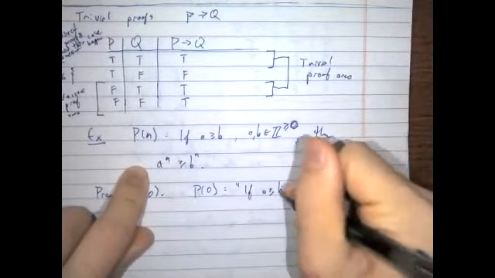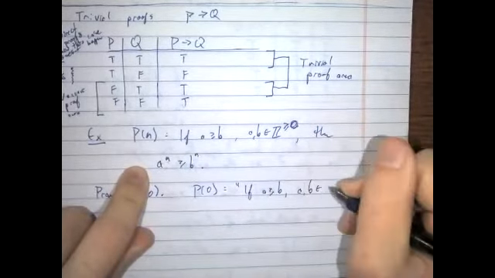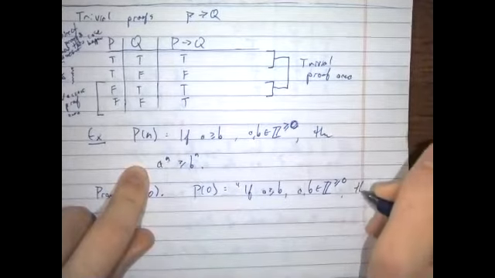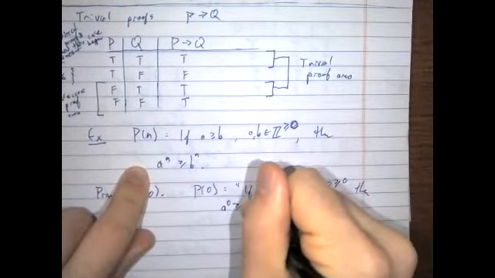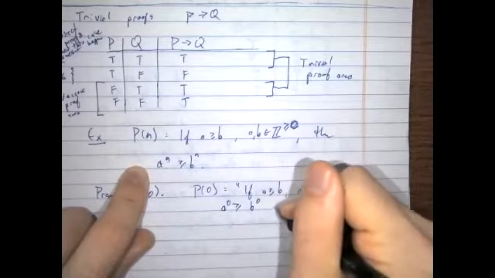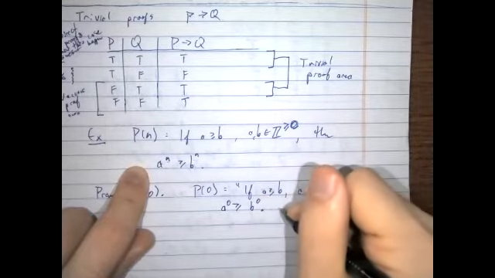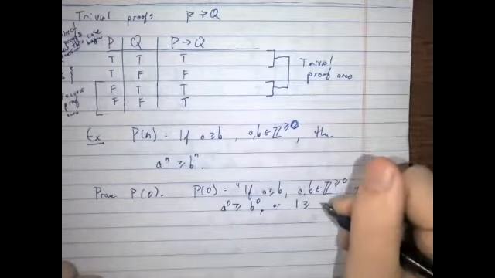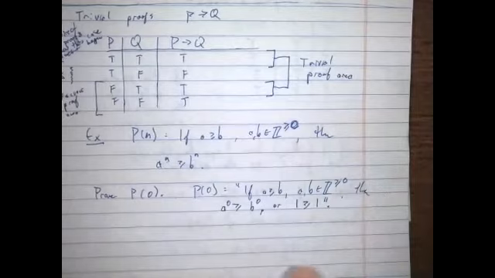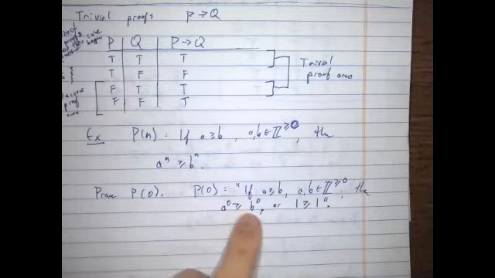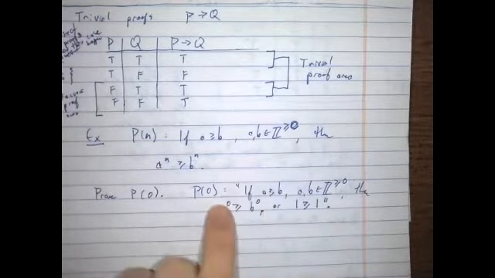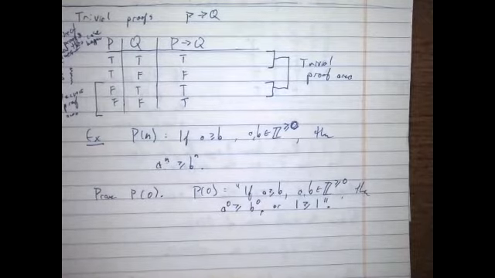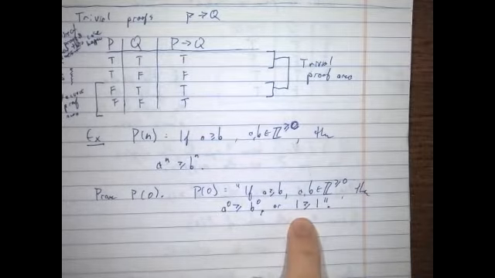So P of 0 is the statement: if A is greater than or equal to B, with A and B in Z greater than or equal to 0, then A to the 0 is greater than or equal to B to the 0. But what is A to the 0? 1. And what is B to the 0? 1, exactly. So here, this is going to be a trivial proof because I have some premise: if A is greater than or equal to B, and A and B are in the integers, then 1 is greater than or equal to 1.